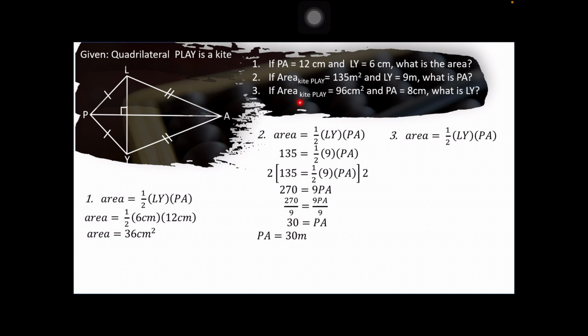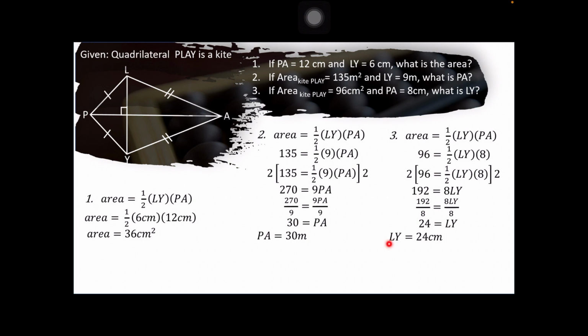Okay. Number 3. Almost the same lang. Area po ang given and the diagonal PA. Ang hinahanap naman po is the diagonal LI. Okay. Now, gagawin po natin ulit. To multiply both sides by 2. That is 96 times 2 is 192. And then 1/2 times 2 is 1. 1 times LY times 8 is 8 LY. And then divide both sides by 8. That is 24 is equal to the diagonal LY. Then diagonal LY is equal to 24 centimeters.